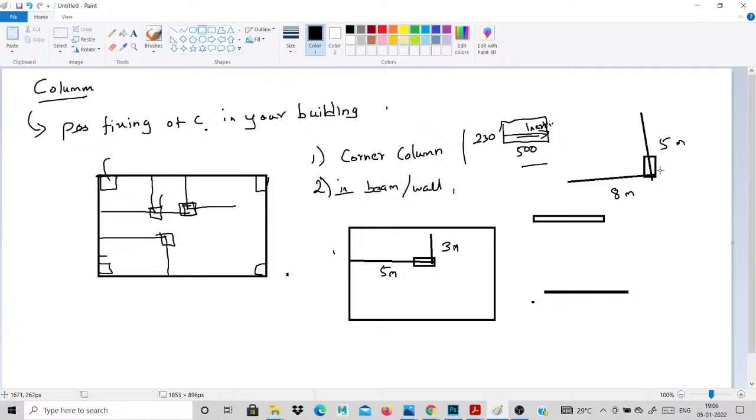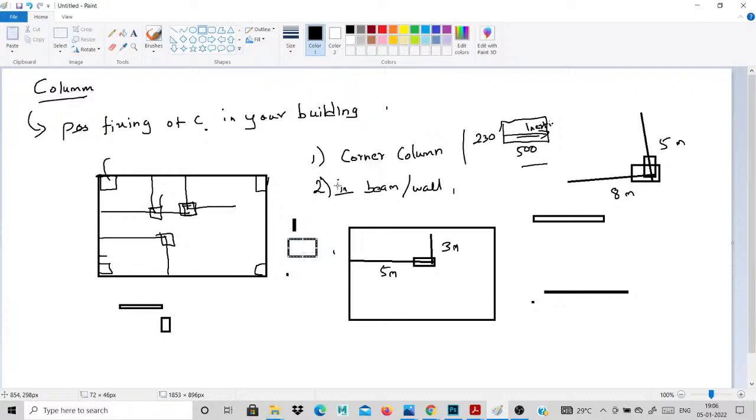Is this correct or wrong? This is totally wrong. The depth of the column is oriented into the shorter span. So it's totally wrong, you changed the orientation of the column. This is the correct one. So the depth is oriented into the longer beam side. This is the main one. In any orientation, your column depth will be oriented into the longer span side. Okay, that is a main point.